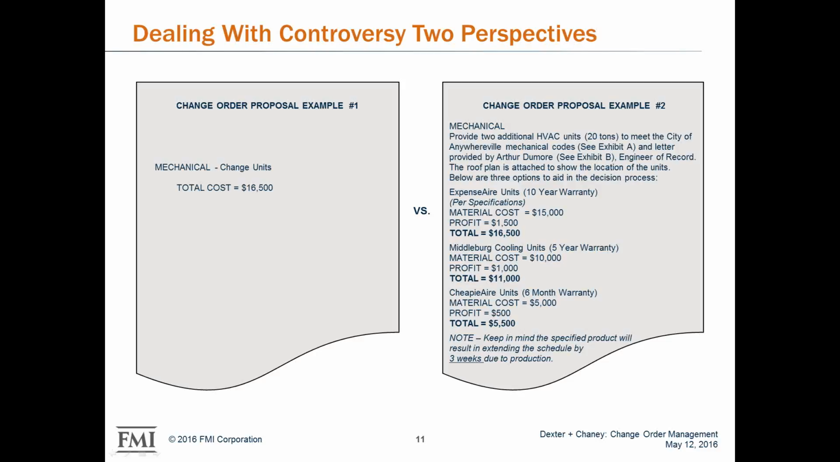As opposed to the proposal on the right, change order proposal number two, this one clearly defines what the issue is. We've got to provide two additional HVAC units to meet the city mechanical code.